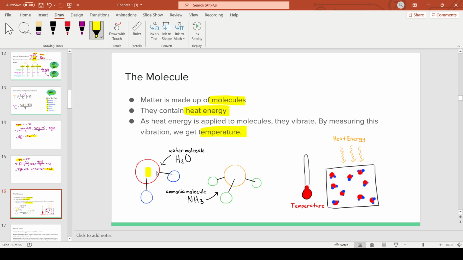Here are some cute little molecules I drew. Here's a water molecule, with the one oxygen and the 2 hydrogens, and then here's an ammonia molecule with the 1 nitrogen and the 3 hydrogens. Just thought that was cool. As you can see in this little animation, as heat energy is added, it causes these molecules to vibrate and move around more, which causes the temperature to go up.